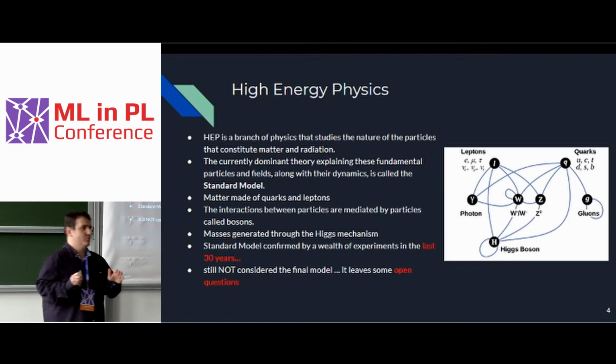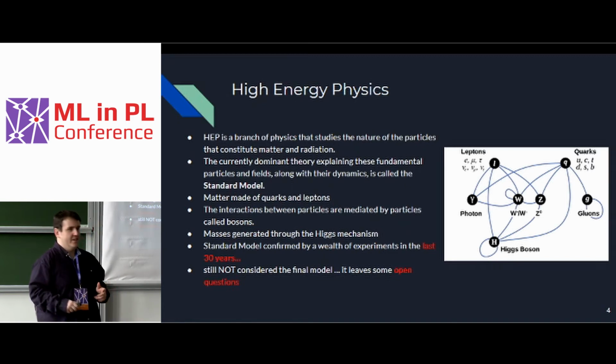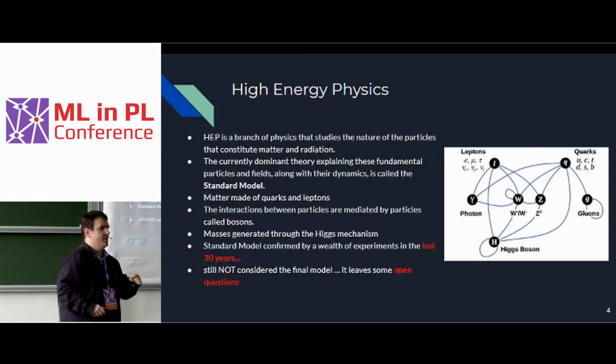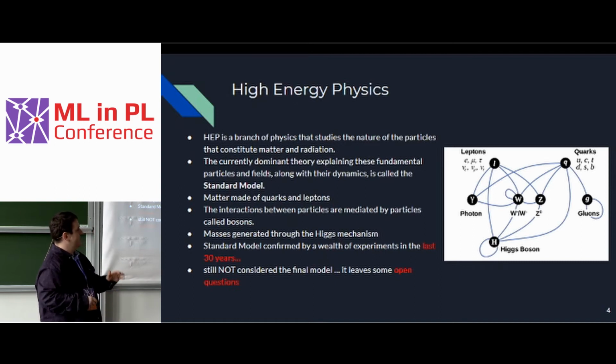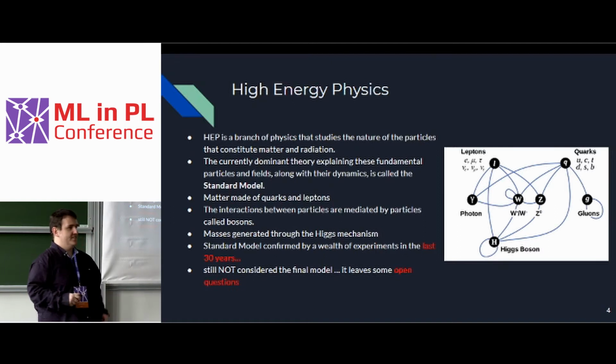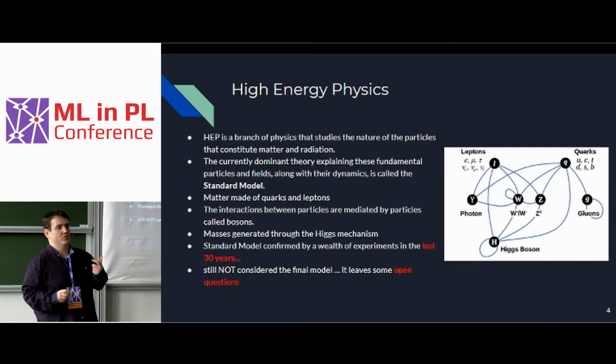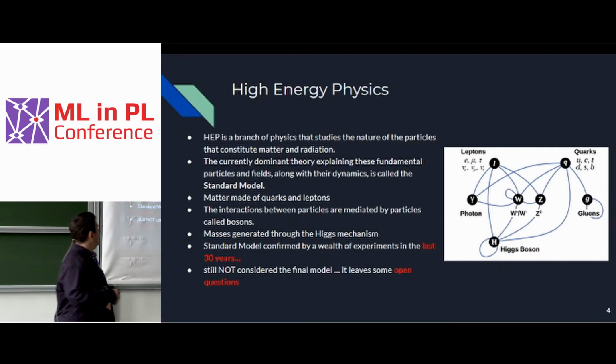So what are the two most important learnings from this theory? First, matter is made of quarks and leptons, and the interactions between them are driven by particles called bosons. Here is the schematic view of all of the known particles. Another thing that was discovered and proved a couple of years ago, in 2012, is the Higgs mechanism. This is the mechanism that gives the particles their masses.